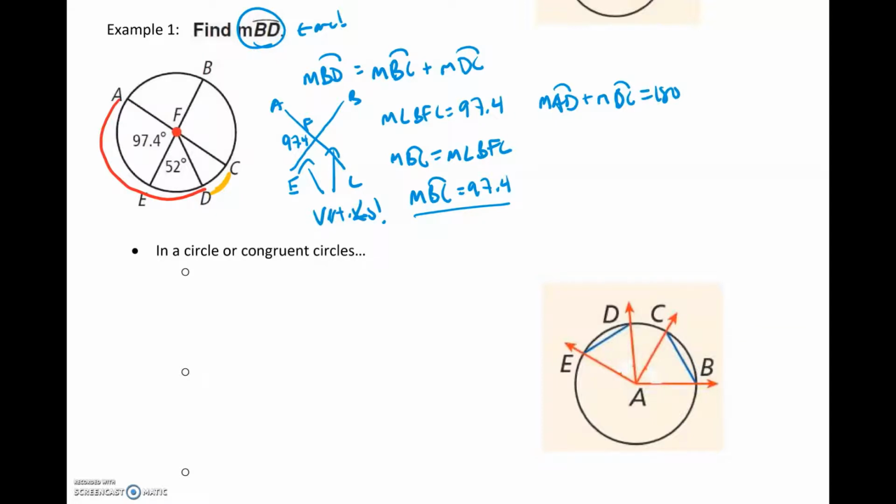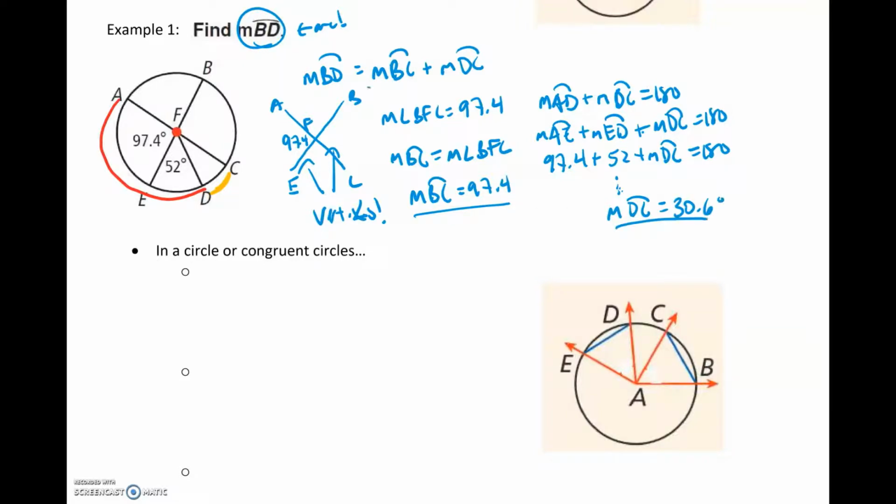And again, by our arc addition postulate, AD is just the sum of AE plus ED. And then we know from earlier, right, AE is 97.4 because it equals its central angle. We know DE is 52, and now we have an equation we can 100% solve, right? So putting it together, we will see that the measure of DC, I'll just skip some work here to save you a little bit of time, is equal to 30.6 degrees.